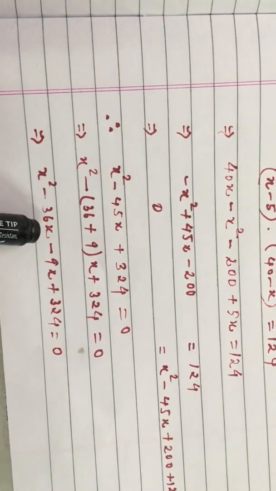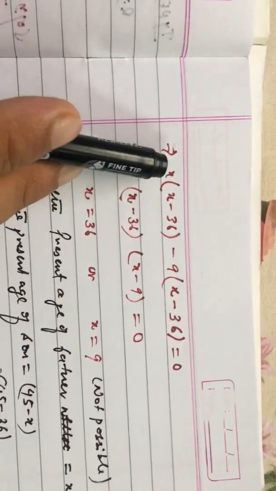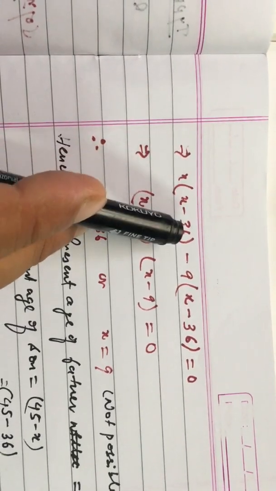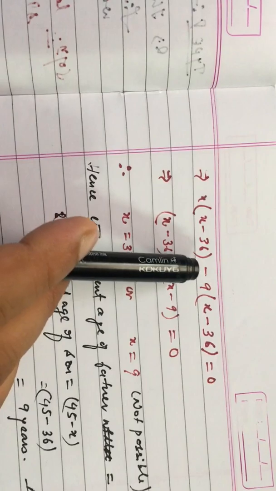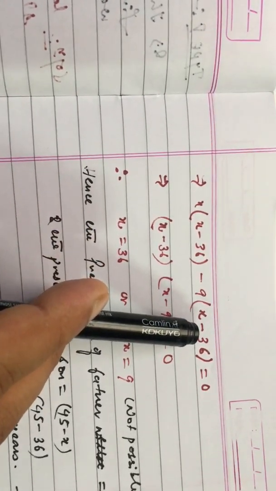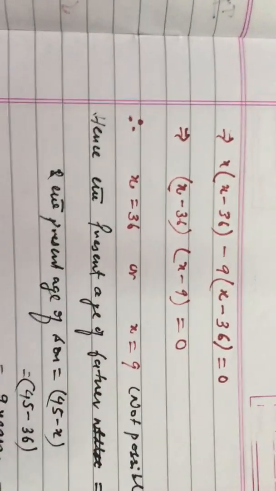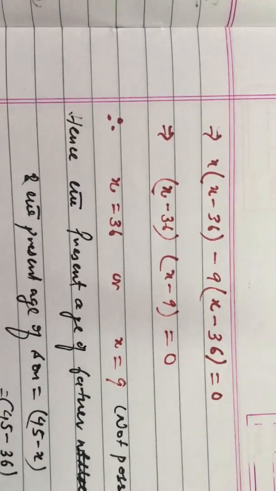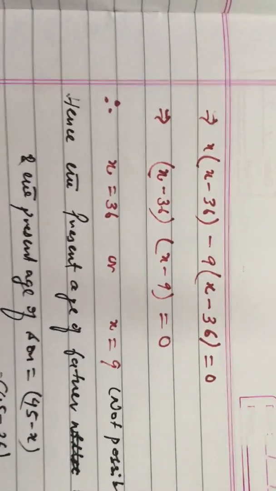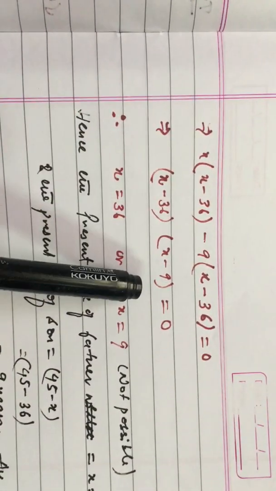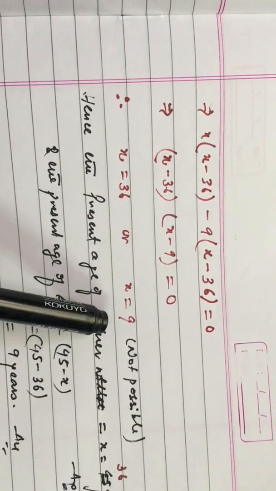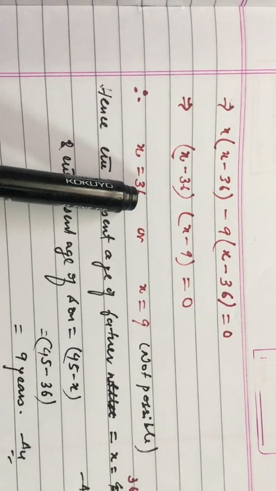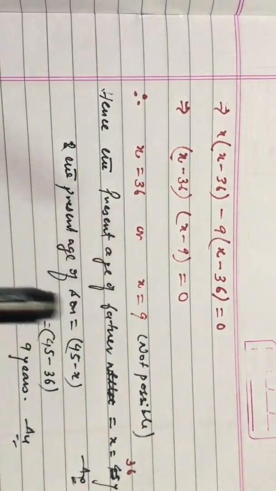x is common in the first two terms, x minus 36. In the last two terms, minus 9 is common, x minus 36 equals 0. So x minus 36 is again common, and x minus 9 will be left. Now equate the first factor with 0 and the second factor with 0. So the first value of x will be 36 and the second value of x is equal to 9.